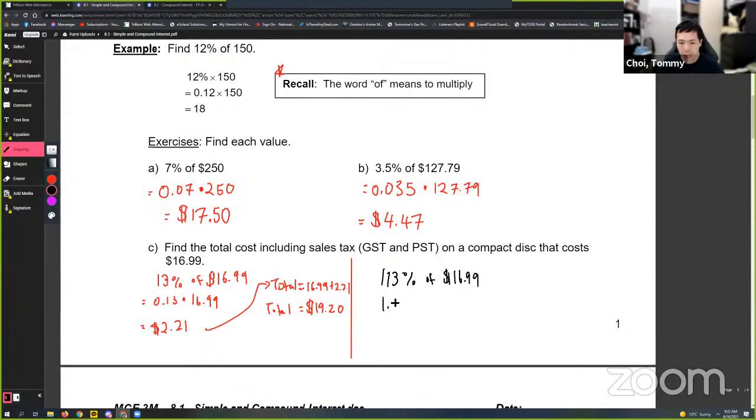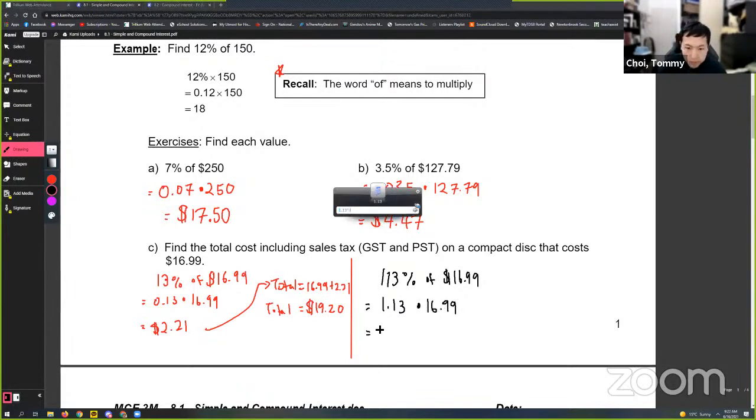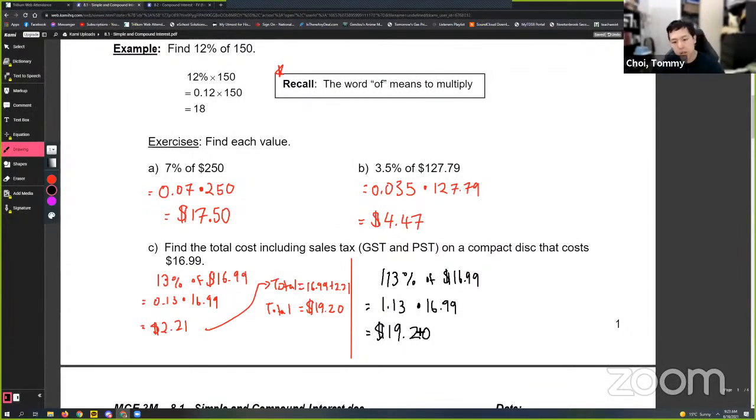So when we change this to a decimal, we get 1.13 times 16.99. And when we do that, we get rounded $19.20, which is exactly the same. So this, on the right side, when we're calculating the total cost, right, we can just use 113% because we're adding 13 to the original price tag.